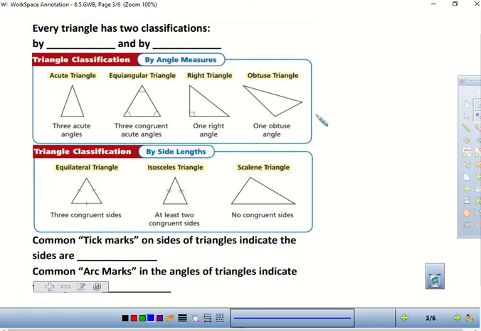Alright, so every triangle has two types of classifications. Marco, what are you doing? We talked about this. Alright, so every triangle has two classifications.